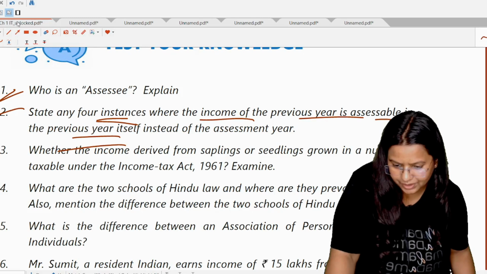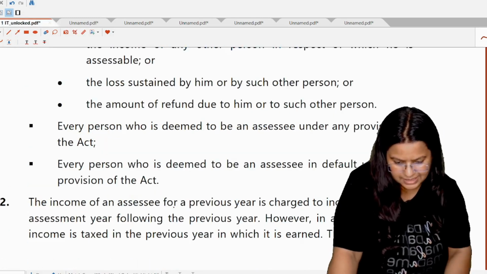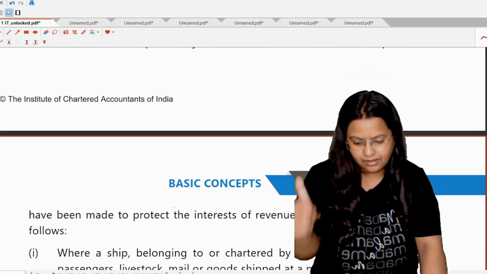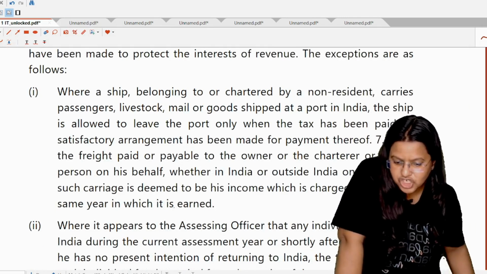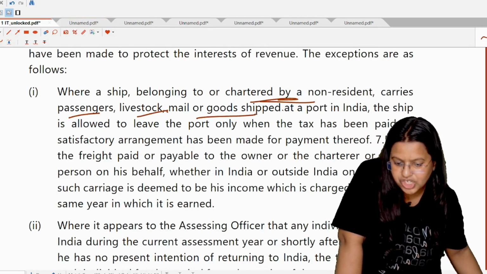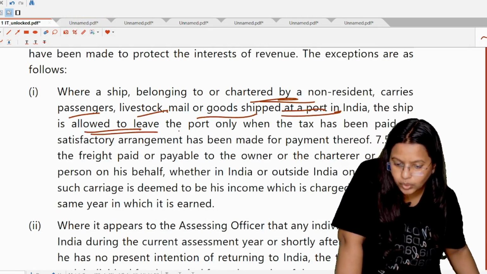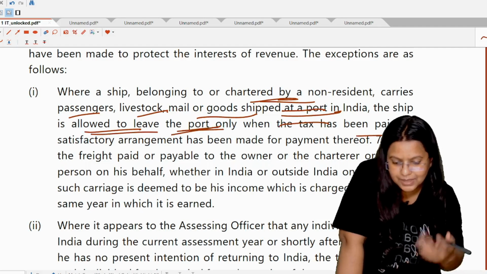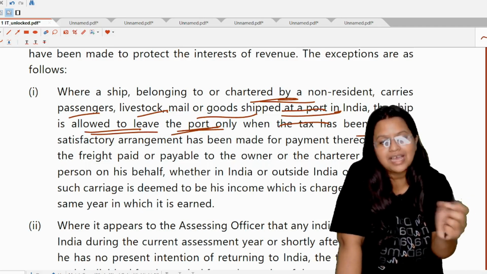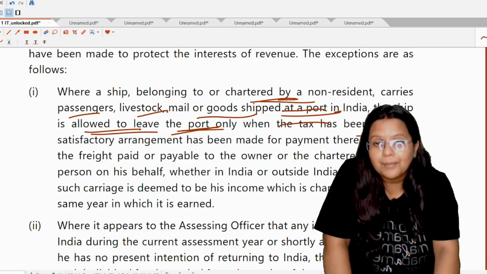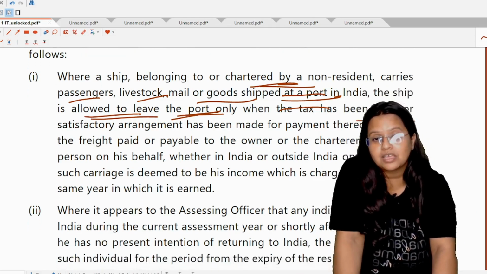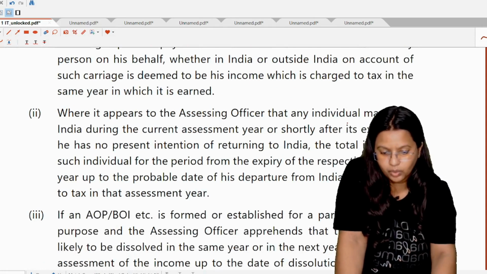So coming to this point: the income of an assessee for a previous year is charged in the assessment year, but there are some exceptions. The first exception is where a ship belonging to or chartered by a non-resident carries passengers, livestock, mail or goods shipped at a port in India. The ship is allowed to leave the Indian port only when the tax has been paid or a satisfactory arrangement has been made. And now you all know how much tax the person has to pay: income is assumed to be 7.5% of the freight paid or payable, and the person has to pay tax on that assumed income only.